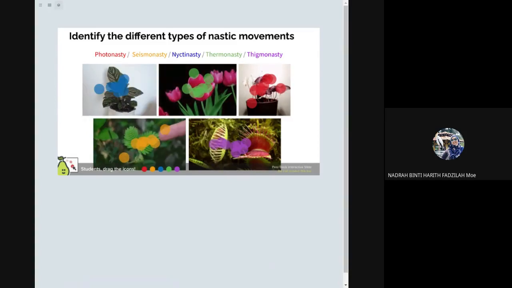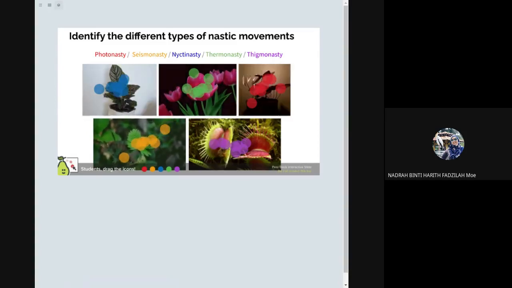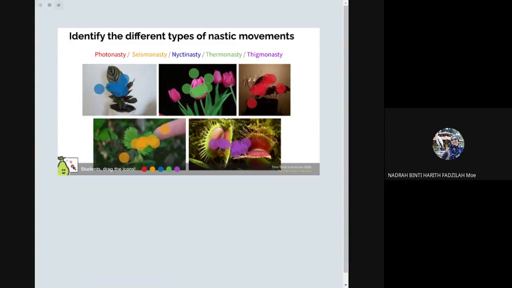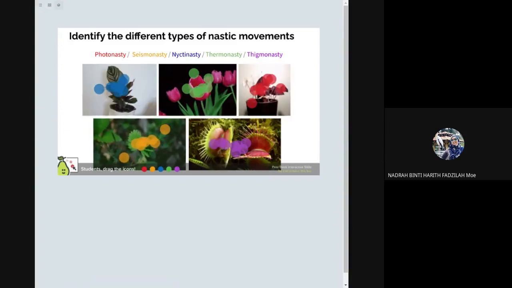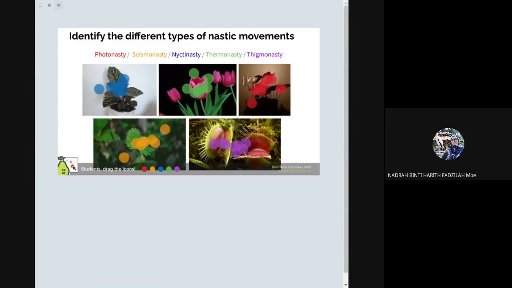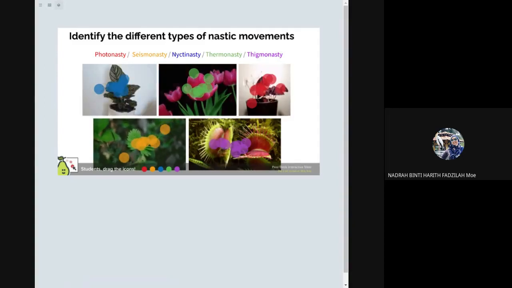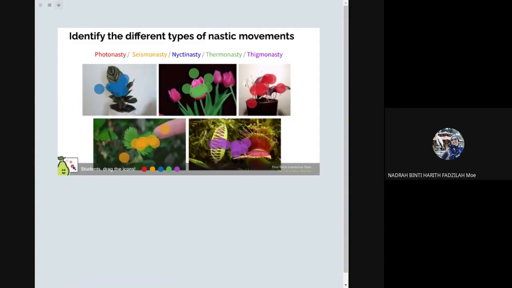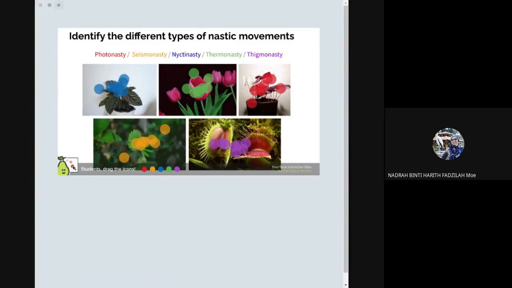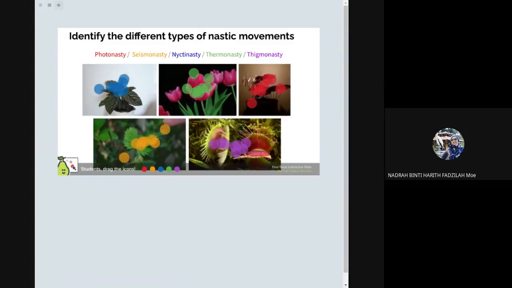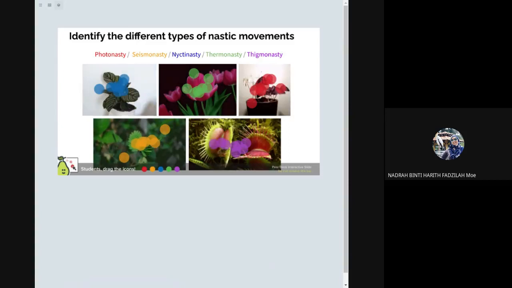Gambar sebelah kiri sekali tu, itu adalah satu spesies pokok yang nama biasa dia ialah prayer plant, pokok berdoa, prayer plants, because it can be seen that during the night the plant's leaves move downwards. Dia macam tengah praying lah waktu malam kan, dia tengah berdoa pada waktu malam.